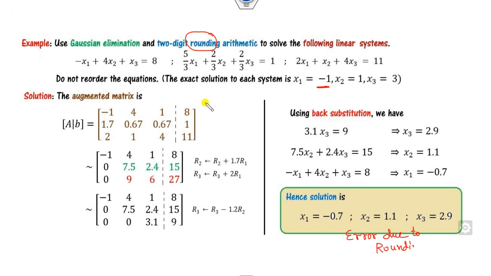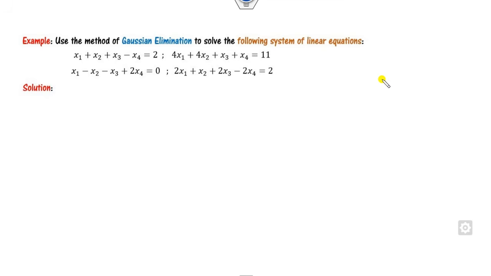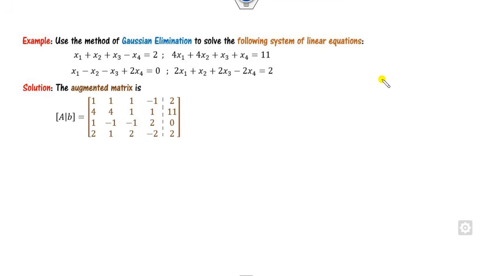Fine. But if instead of this number you write 0.666 up to 4 or 5 decimal places without rounding, then you will get the exact solution as here. Look at this question. Again you have to write this solution.